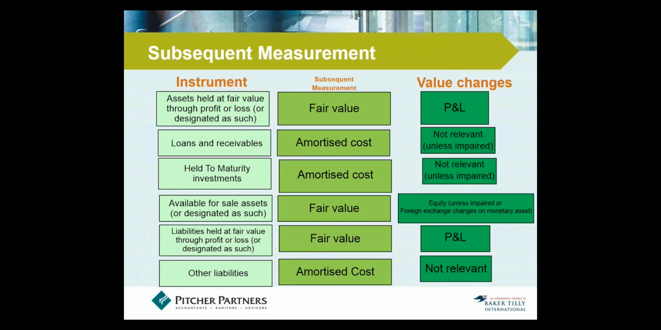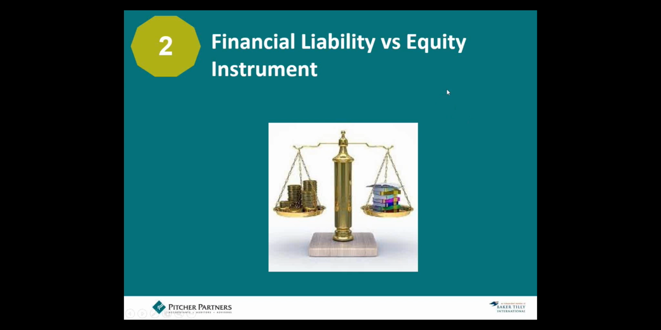And then at the bottom of the slide, the two liabilities, it's either fair value through profit and loss or other liabilities, which are most of our liabilities, will be at amortized cost. So again, an amortization table. So that's really a very quick overview of all the things we discussed in last month's webinar on financial instruments.